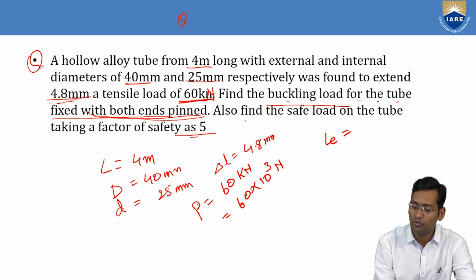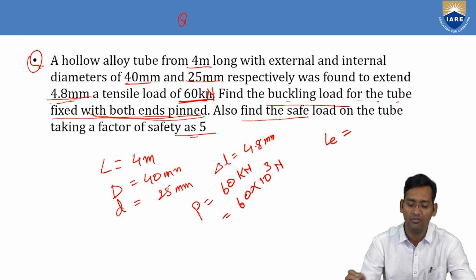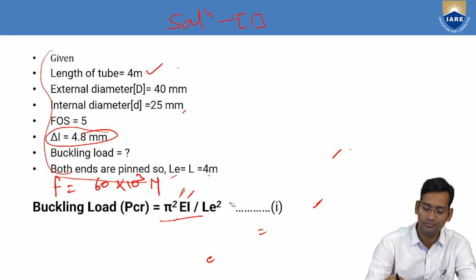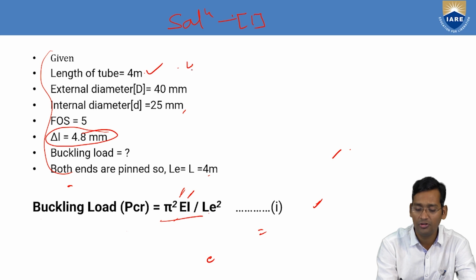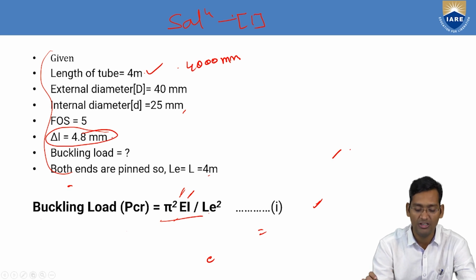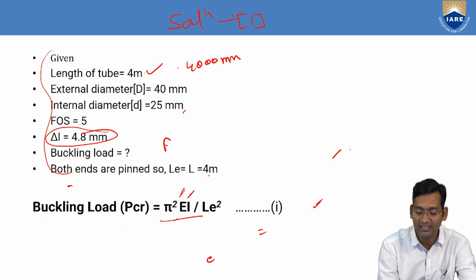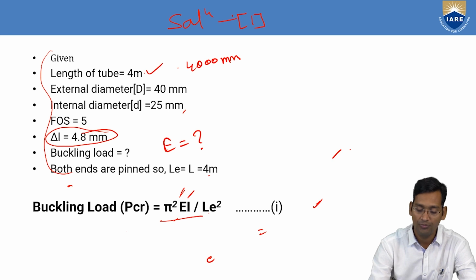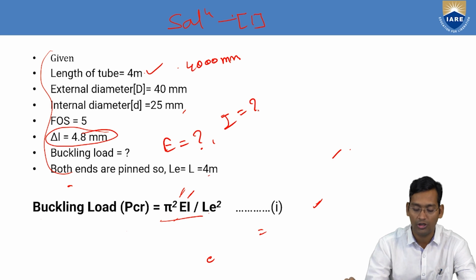Okay, and also what is required to find the safe load when factor of safety is given. So just see here. Given length, you can write this as 4000 mm. D is given as 40 mm, 25 mm, factor of safety 5, delta L 4.8, buckling load what, and E is also what? Because E is not given, right? So then I required, because according to this formula I is also required. So I equals to what? Right. So just see whatever is required that we have to find.